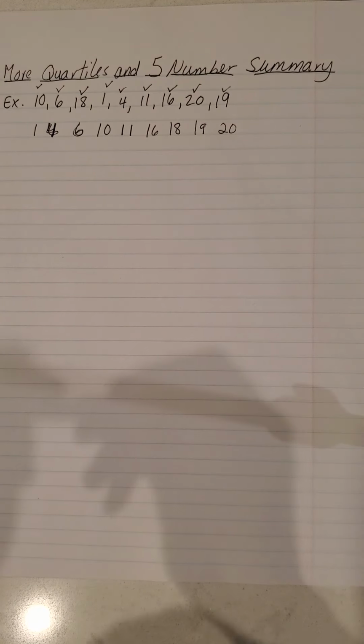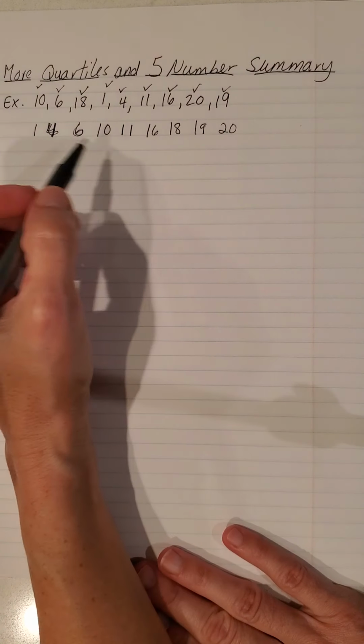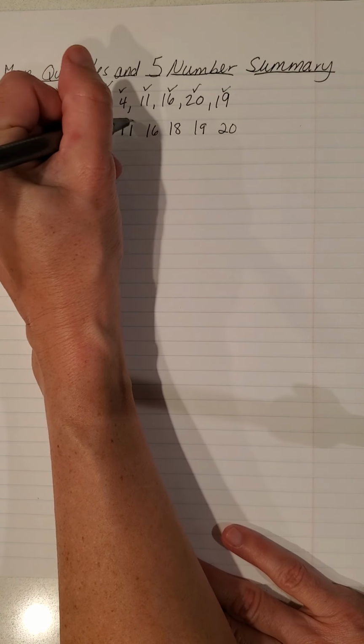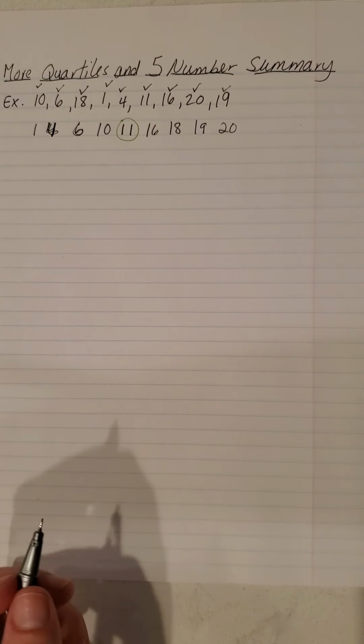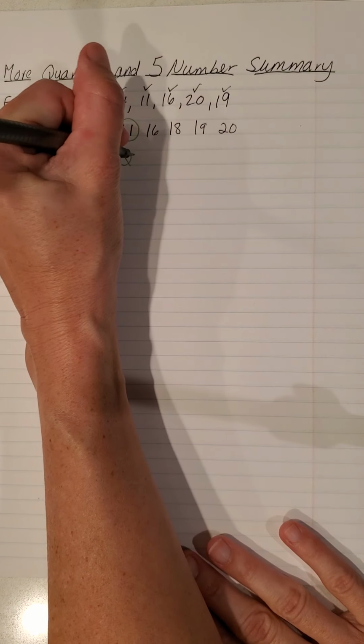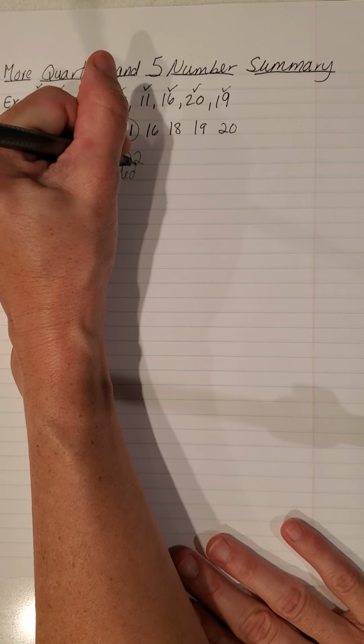And then what I'm going to do is I'm going to find the middle of these numbers. So I ordered them, and then I'm going to find the middle, and it looks like the middle is right here, is 11, because there are 4 numbers to the left and 4 numbers to the right. And that 11 is my Q2, which is also known as my median.